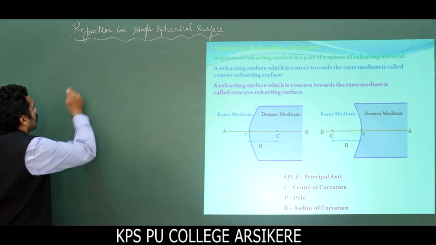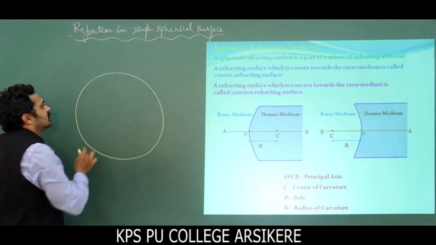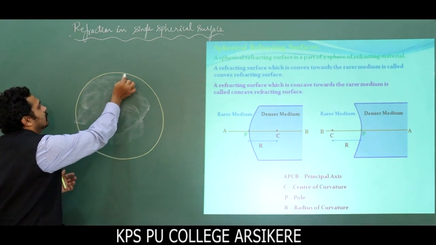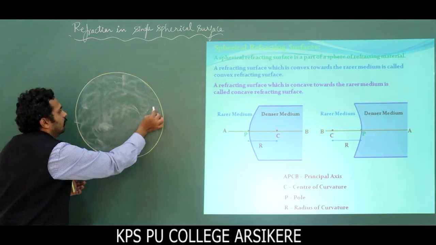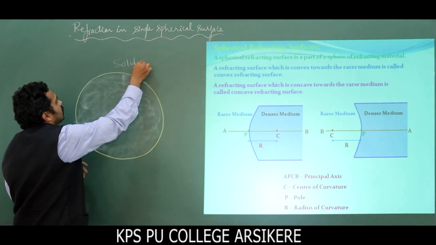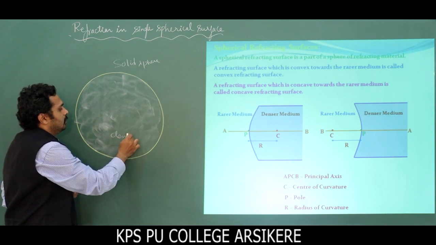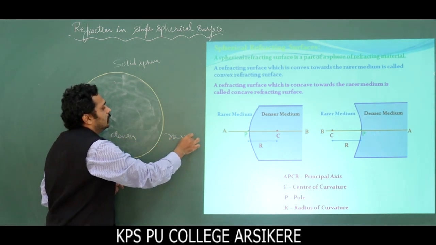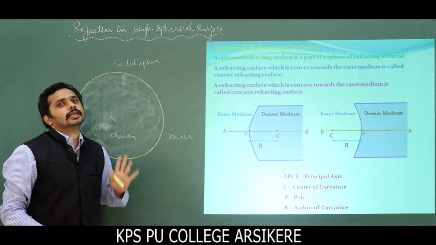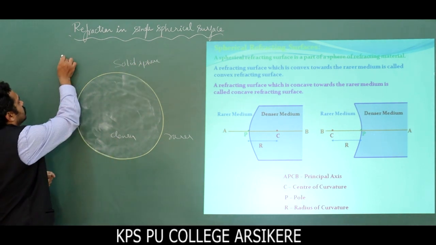Consider a solid sphere. What is solid sphere? Inside it is filled. This is the denser medium. This is rarer. The one inside is denser, optically denser. The one outside is optically rarer. Now what is spherical surface?